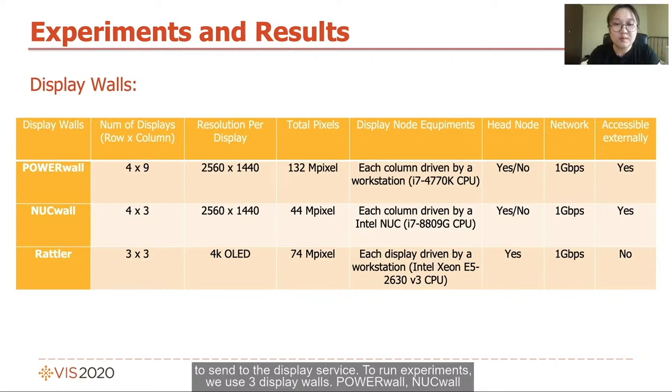To run experiments, we use three display walls: Powerwall, Knockwall, and Rattler Attack. Powerwall is the largest of the three. Knockwall is equipped with Intel NUX, which are lightweight mini PCs with low cost. Powerwall and Knockwall have the same network configuration and can be accessed externally. Rattler Attack has to be accessed through the head node.